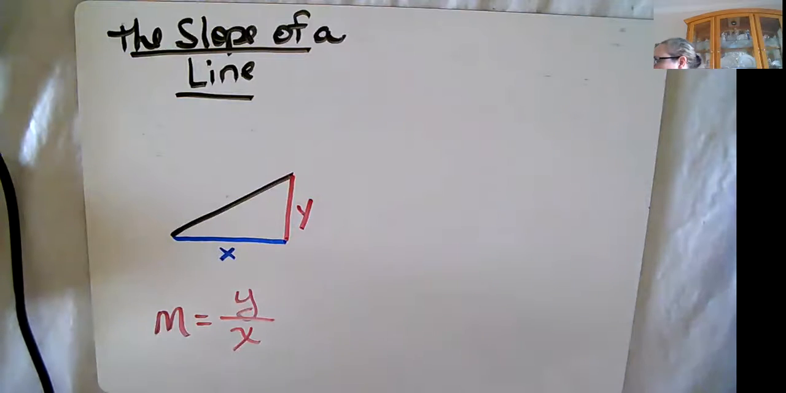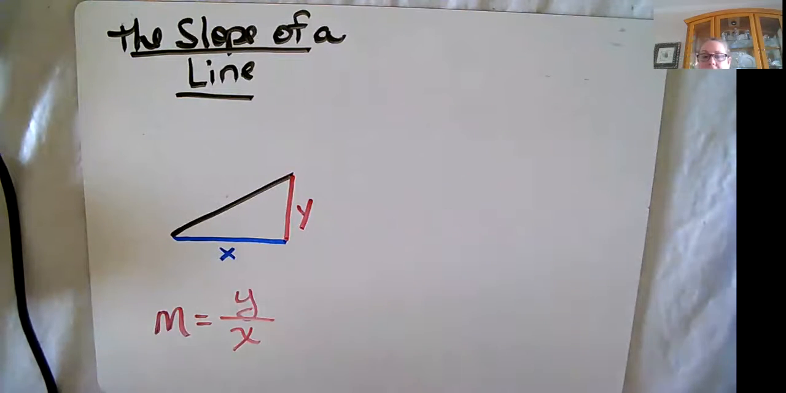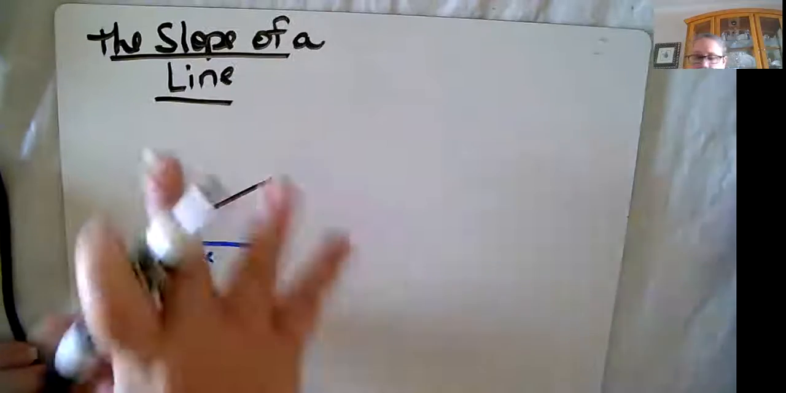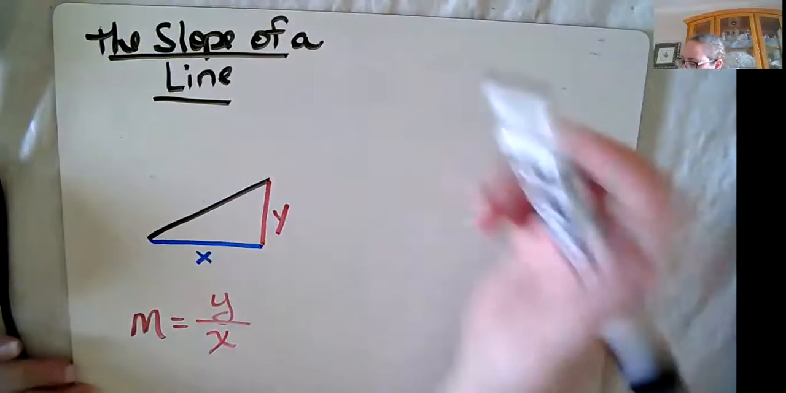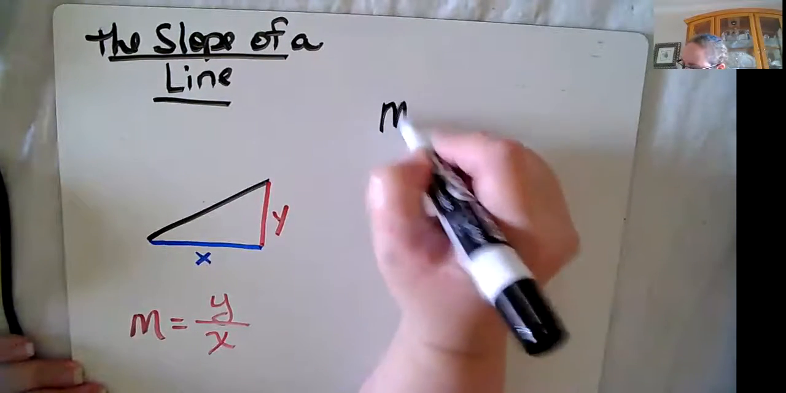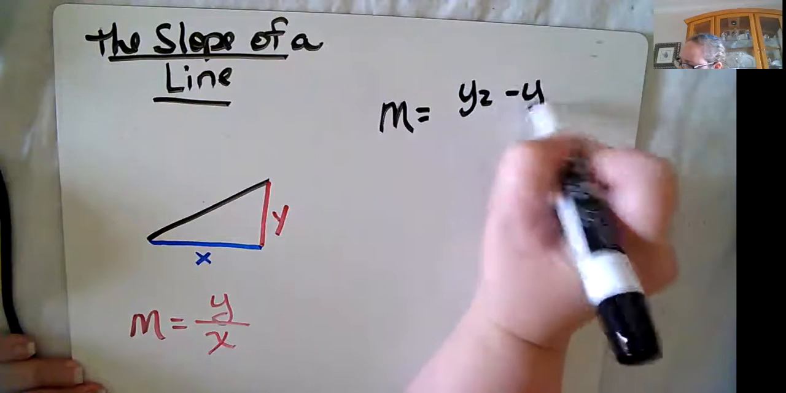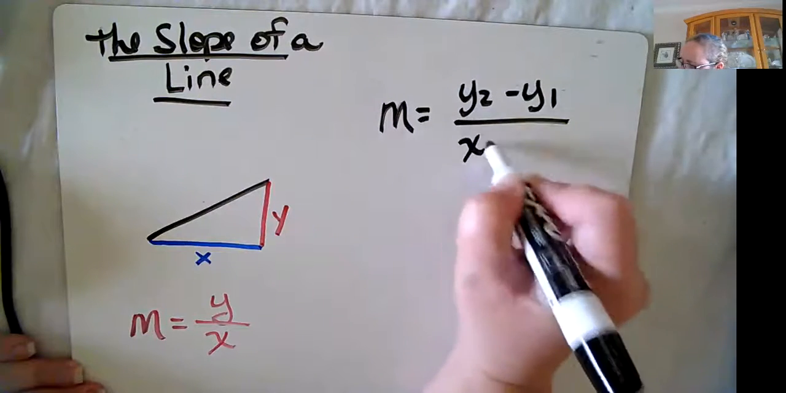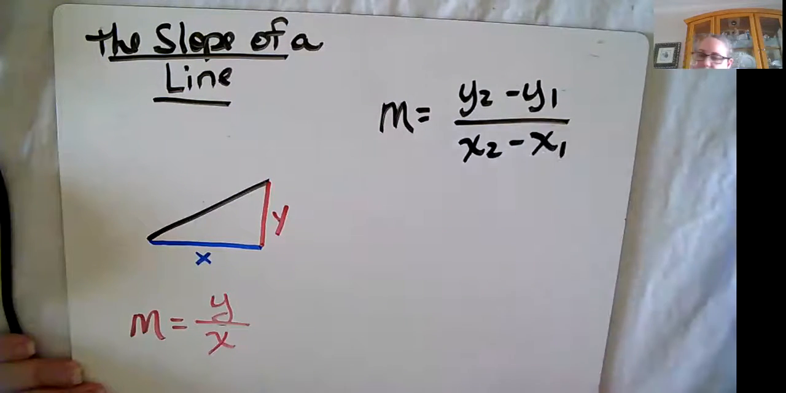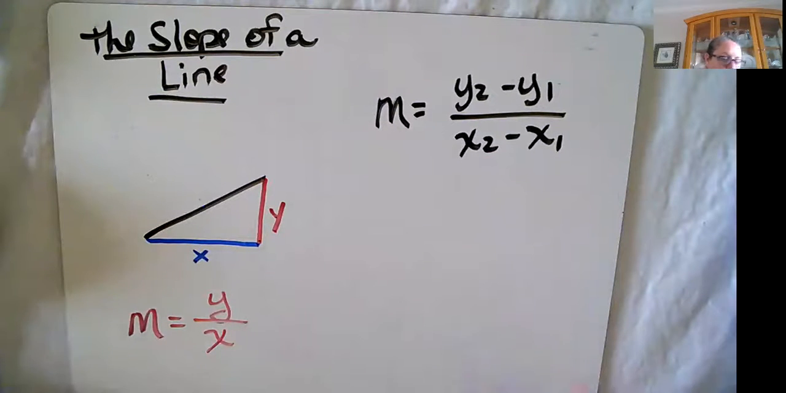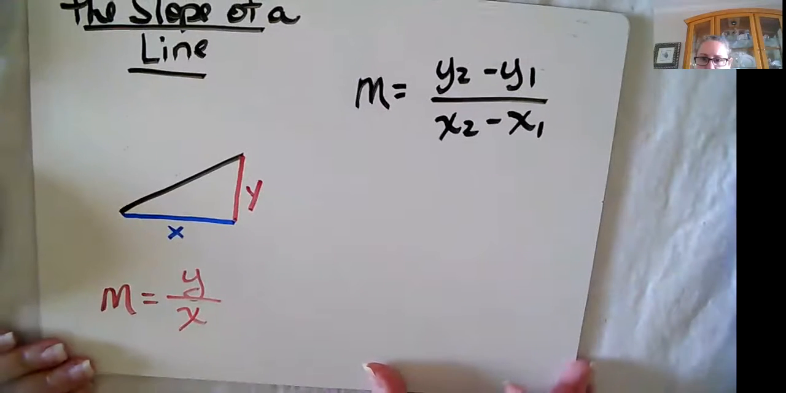When you have actual ordered pairs given to you, and they don't give you the graph, you have to use the formula. And the formula is y2 minus y1 over x2 minus x1, which I'm going to discuss in the first examples.